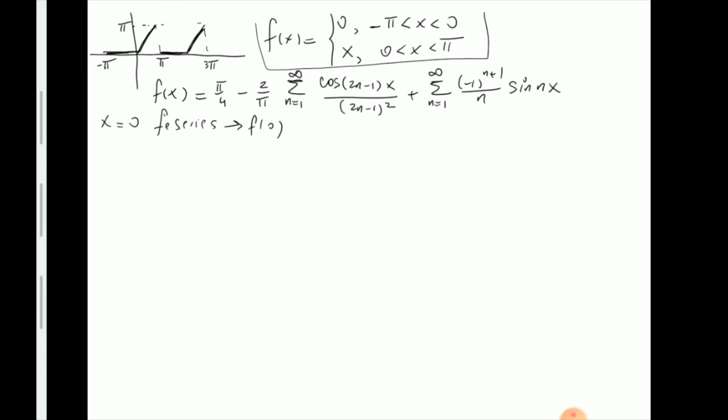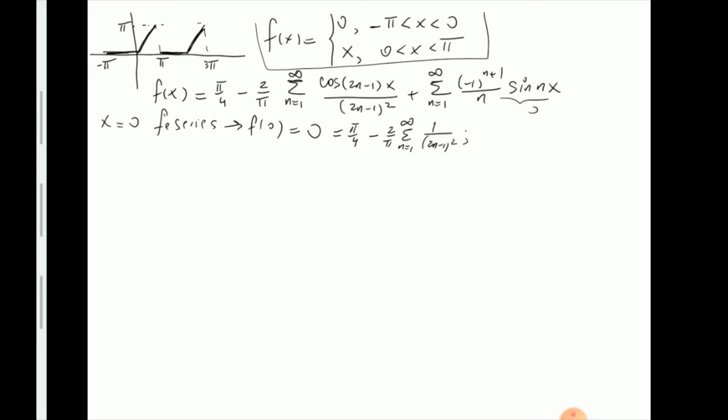So basically f of 0, which is equal to 0, is guaranteed to be equal to pi over 4 minus 2 over pi, summation from 1 to infinity. Cosine of 0 is 1. So that's going to be 1 over (2n minus 1) squared. Sine of 0 is 0 in that case. So that's it. And this gives you yet another identity, right? I mean, it gives you another identity in terms of a sum of the series.